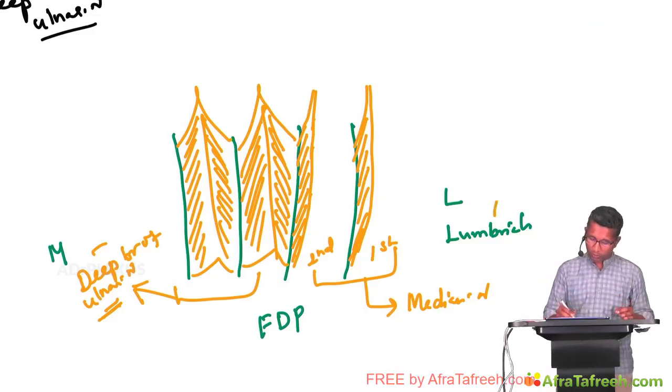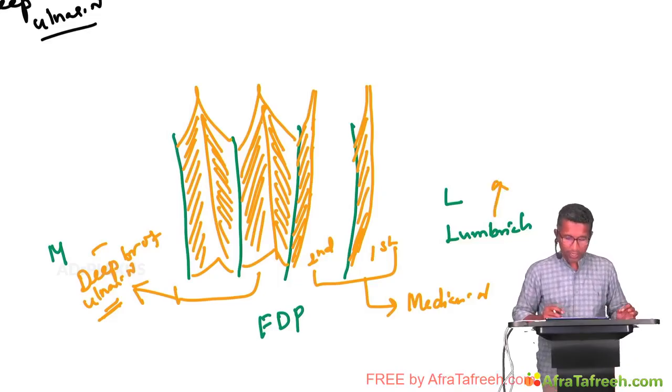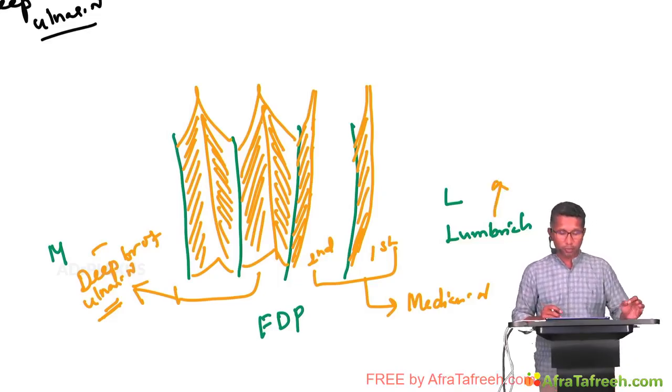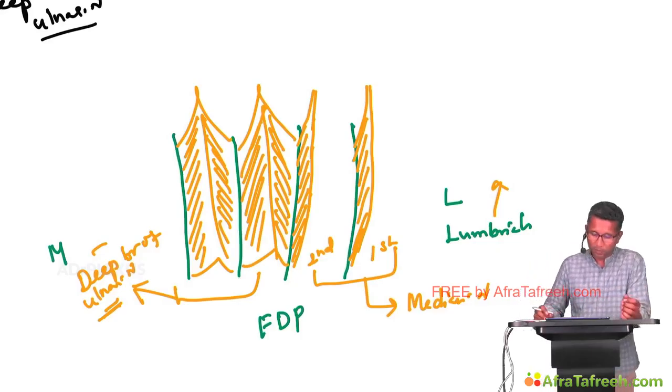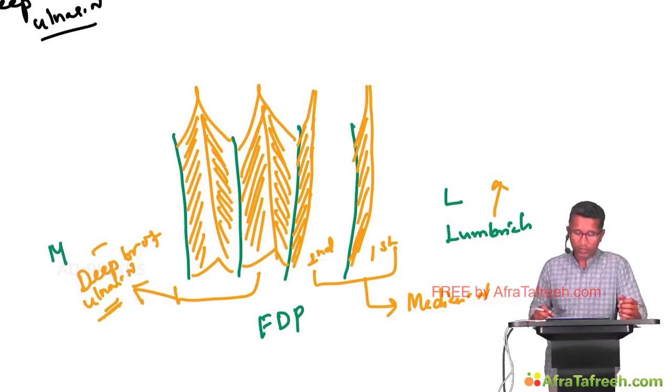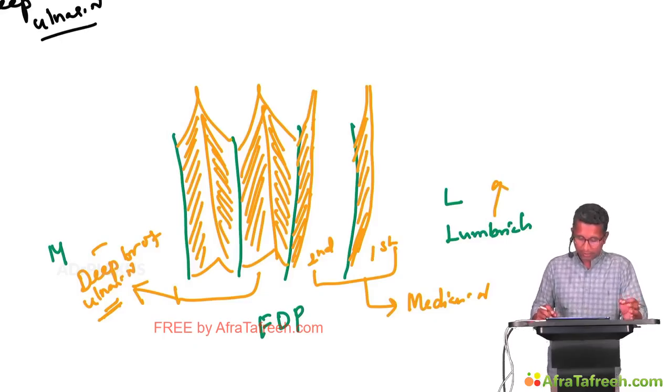Now I will ask you one more simple question. Who is the first person to answer? Lumbricals are called as proximal wing tendon or distal wing tendon. They are called wing tendons, but is it a proximal wing tendon or a distal wing tendon? Who is the first one to answer? Yes, very good, Priya. It is the distal wing tendon.